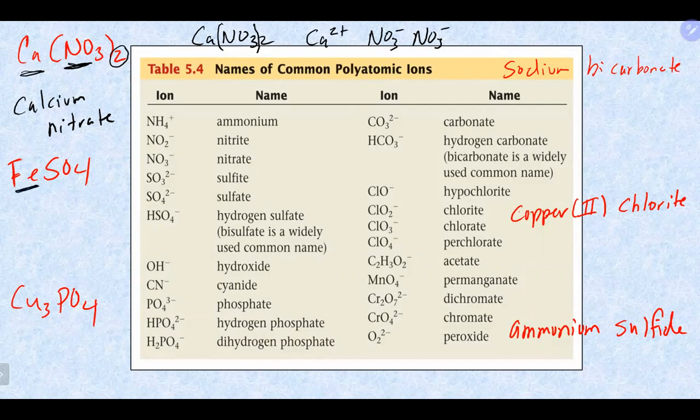Looking at this one, it is iron, which is a metal, and sulfate, which is a polyatomic ion. Once again, this metal tells me it is type 2. So once again, I'm maybe not sure what it is.